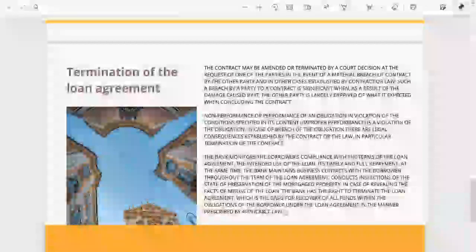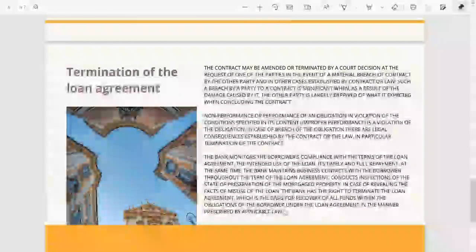Non-performance or performance of an obligation in violation of the conditions specified in its content, improper performance, is a violation of the obligation. In case of breach of the obligation, there are legal consequences established by the contract or the law, in particular termination of the contract.